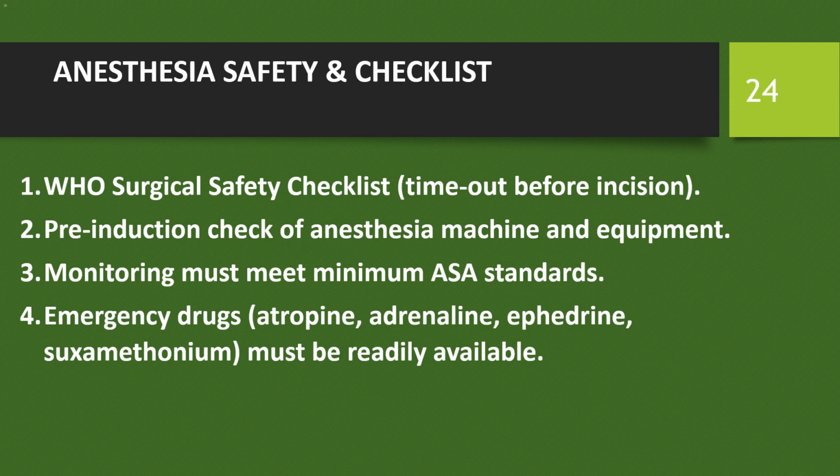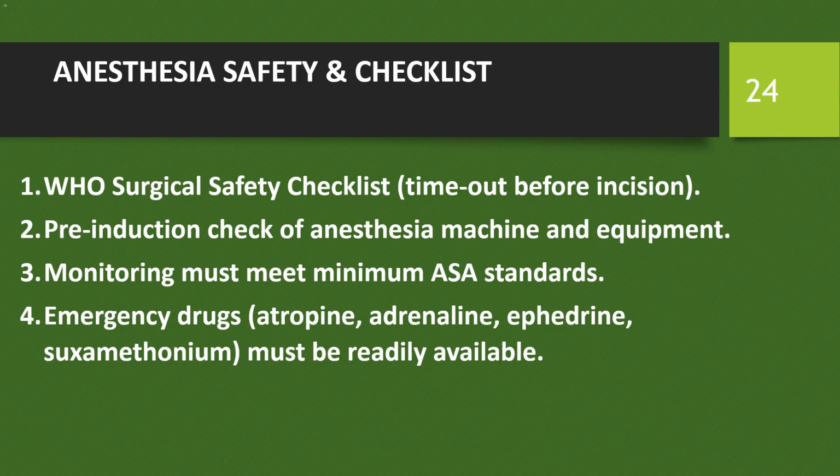Anesthesia safety and checklist. 1. WHO Surgical Safety Checklist. 1. Timeout before incision, a critical step to confirm patient identity, procedure, and site, ensuring patient safety and preventing errors. 2. Pre-induction check. 1. Anesthesia machine and equipment check. Verifying the functionality of anesthesia equipment helps ensure safe anesthesia delivery and prevents equipment-related complications.